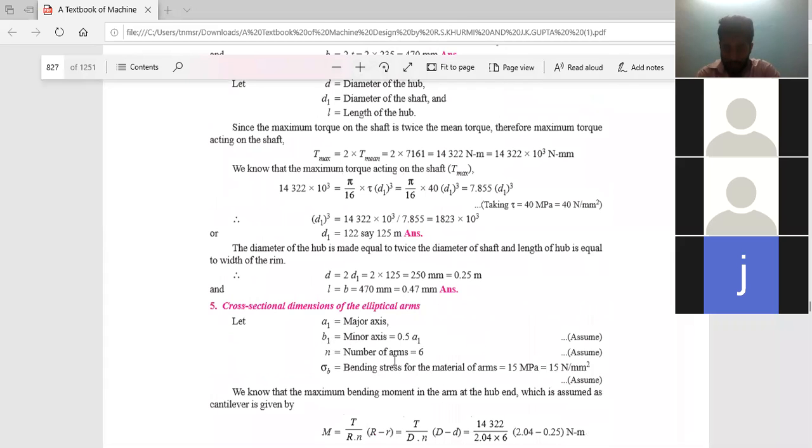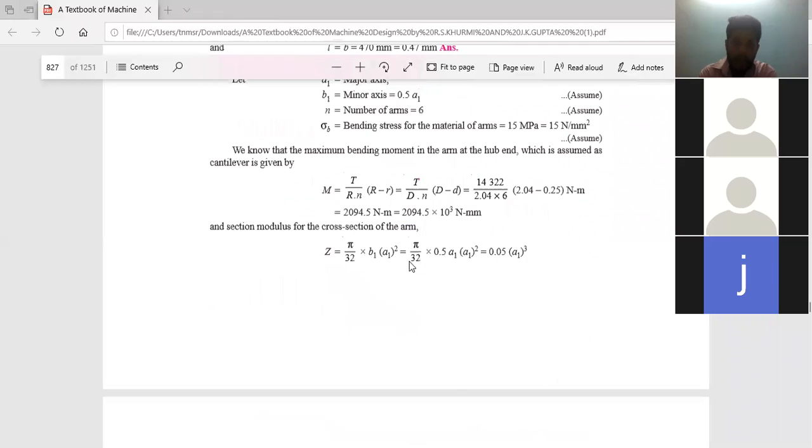And I have to take the value of N, that is number of arms. If you read the question, nowhere it has been told that you have to design the large size flywheel. If nothing has been told, I will assume that I am designing the moderate size or small size flywheel. So for moderate size flywheel, number of arms N is equal to 6. And the bending stress for the material of the arm is given as 15 Newton per millimeter square. I will use all these values and calculate the value of bending moment M.